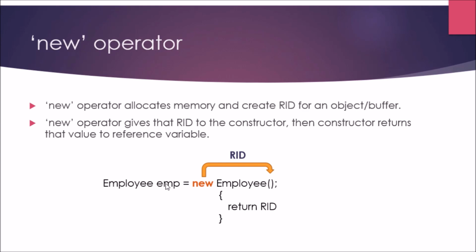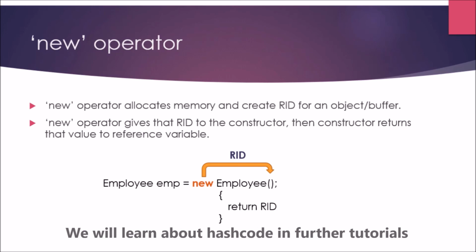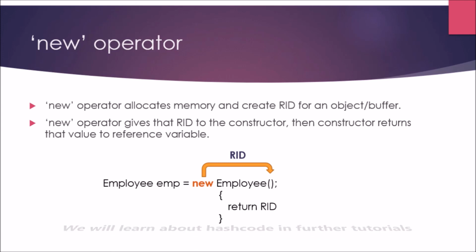RID is nothing but what you get when you try to print this reference variable after creating the object. It prints the class name followed by the @ symbol and then the hash code of that object. So RID is basically a layering over the pointers. Java is not directly exposing the address of the memory. It is layered by this RID concept.